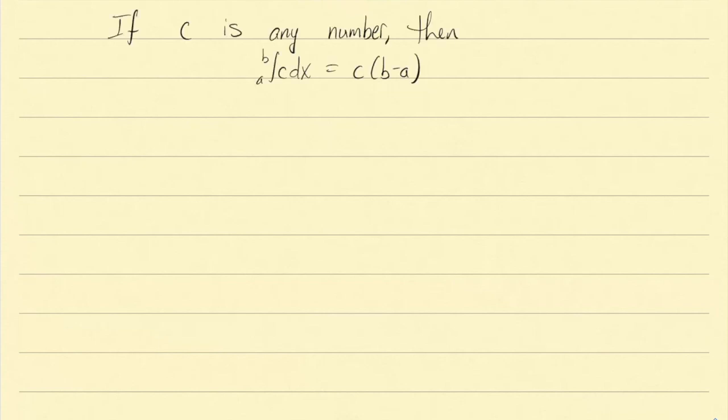So there are two things to note here. One of them is if c is a positive number, then this should absolutely make total sense. If the integral measures the area underneath the curve, then c times b minus a is clearly the area of the rectangle defined by the constant function c.